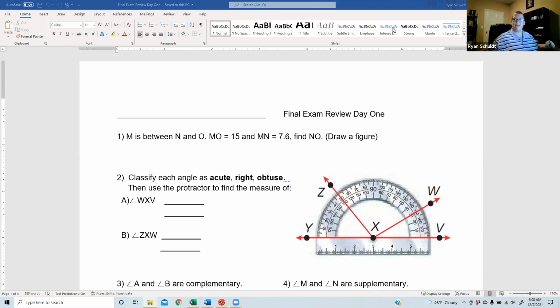Can you believe it? We are already at the final exam. There's going to be 3 days of review. Today is day 1. So without further ado, let's review.